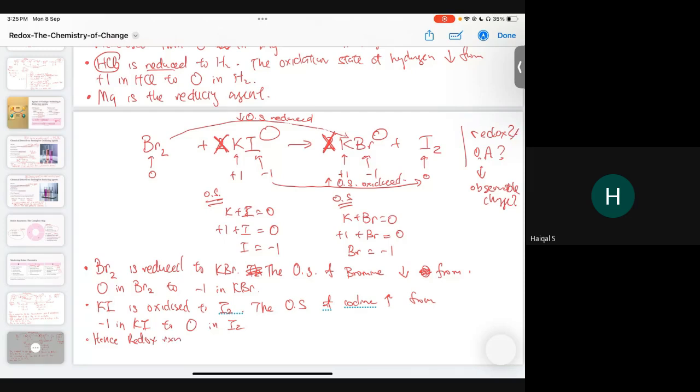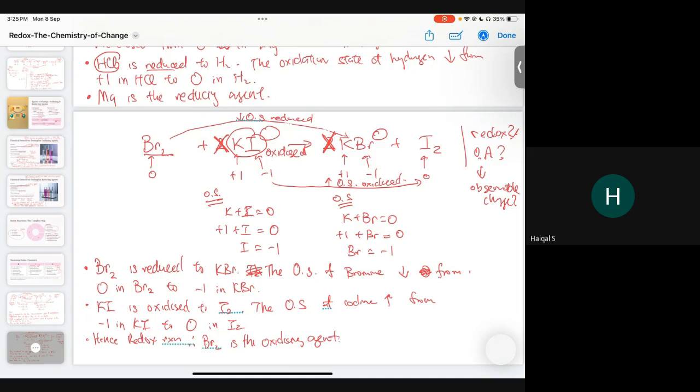Which is the oxidizing agent? So I'm going to ask myself, what is oxidized? This guy here, KI is oxidized. So what oxidized KI? KI only reacted with something, only one more thing, right? So KI is oxidized by Br2. Therefore, Br2 is the oxidizing agent. All right, oxidizing agent.